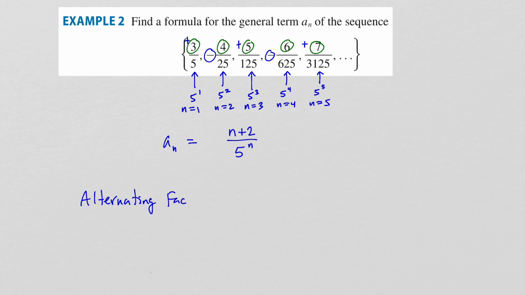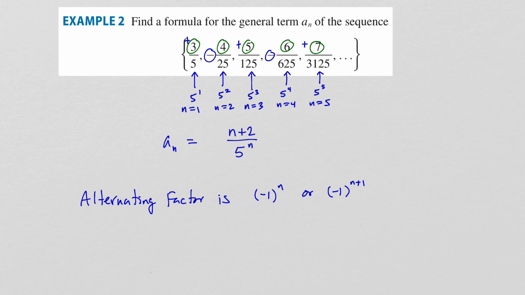And the alternating factor is either going to be negative 1 to the n, or it's going to be negative 1 to the n plus 1. Now, why do we have two possibilities? Well, let's think about it. If you start at n equals 1, when you plug n equals 1 into here, you're going to get negative 1 to the 1, which is negative 1. If you plug n equals 1 into here, you will get negative 1 to the 1 plus 1, which is negative 1 squared, which is positive 1.